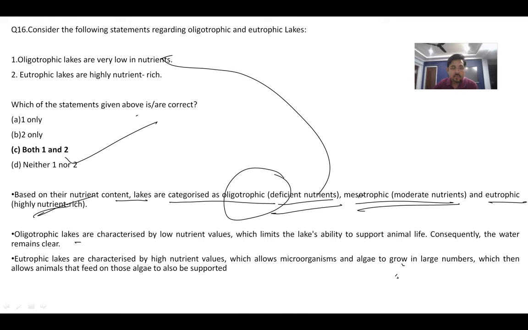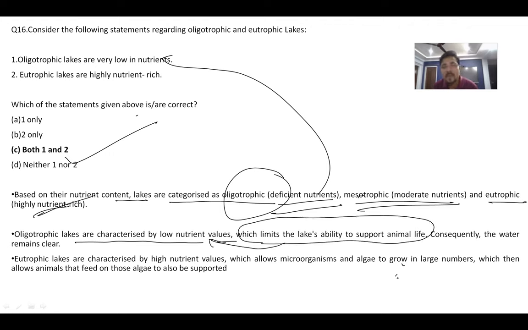Okay, so oligotrophic lakes are characterized by low nutrient values, which limits the lake's ability to support animal life. So a MCQ is about in which of the following types of lake the ability to support animal life is the lowest. Consequently, the water remains clear. Eutrophic lakes are characterized by high nutrient values, which allows microorganisms and algae to grow in large numbers, which then allows animals that feed on those algae to also be supported.